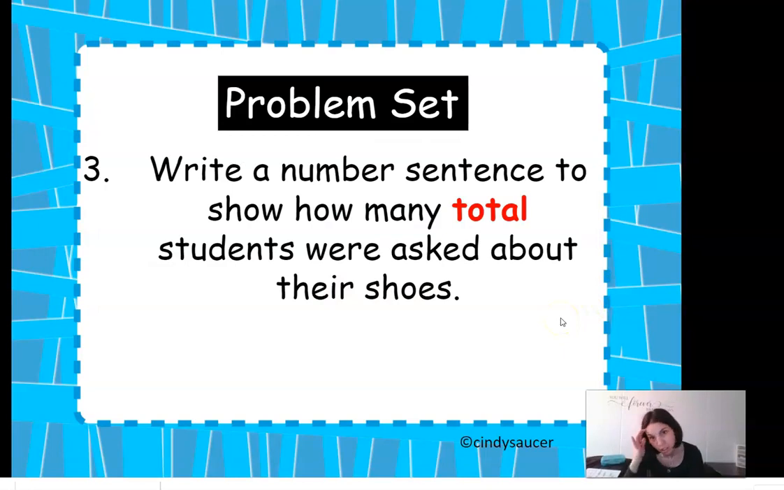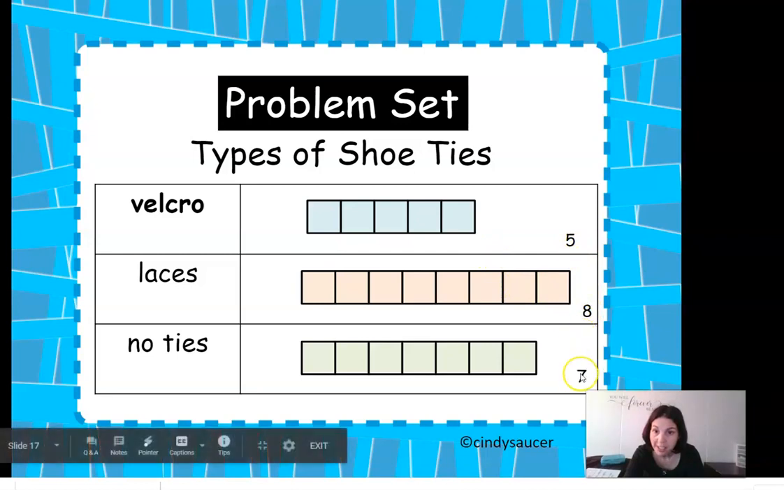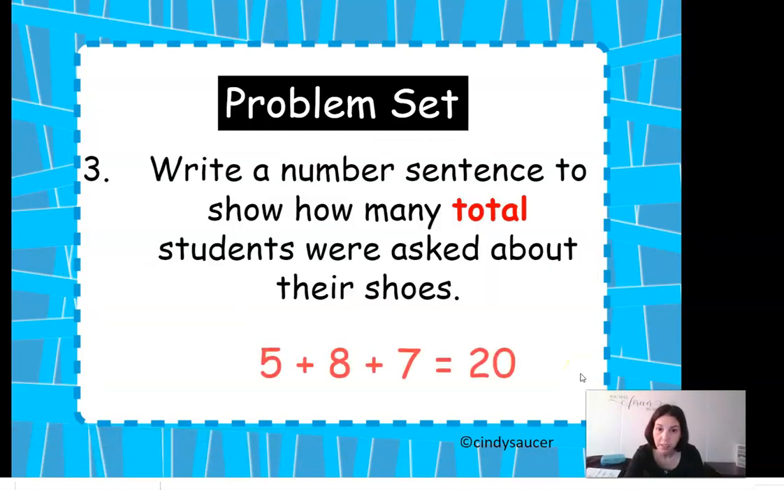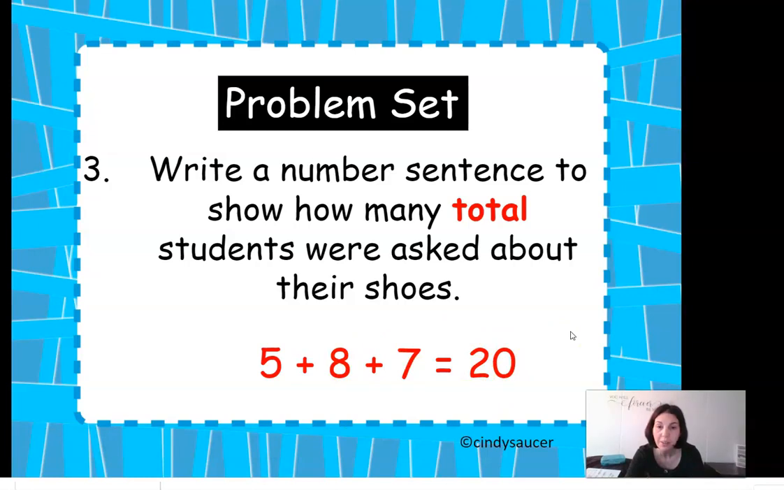Write a number sentence to show how many total students were asked about their shoes. So remember in the last chart we looked at, we added all of the numbers together. So this time we want to add 5 plus 8 plus 7. So 5 plus 8 plus 7 equals 20. That's how you figure out the total amount of students there were. Add up all the numbers together.